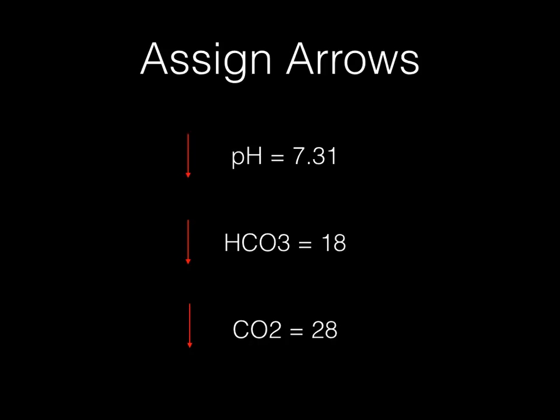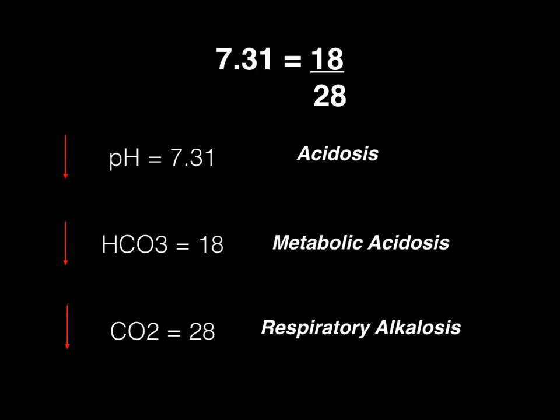So the next step we said is to name the primary deficit and the compensation. So what we do is we set up our equation with his values. We say that 7.31 is equal to 18 over 28. And that's just saying that pH is equal to bicarbonate divided by carbon dioxide. And we just plugged in the values. We then have to name his deviations. So what we're going to do is we're going to look at the numerator and denominator and decide how those changes will affect the pH.